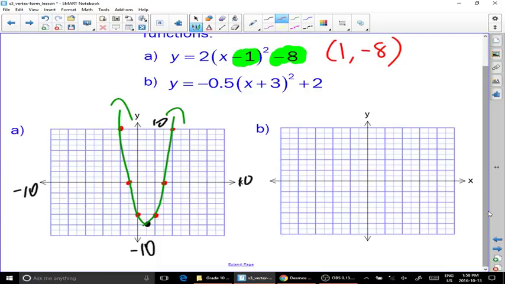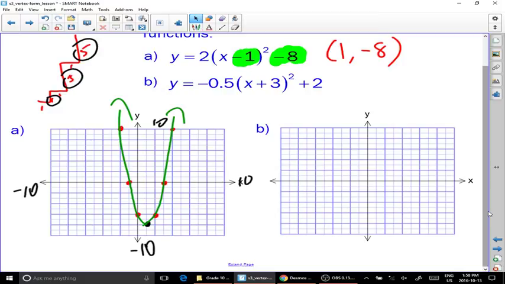So that's over 1, up 1, over 1, up 3, over 1, up 5, where the 1, the 3, and the 5 are multiplied by whatever the A value is. So we'll use the same strategy in this next graph. What's the vertex going to be for question B?